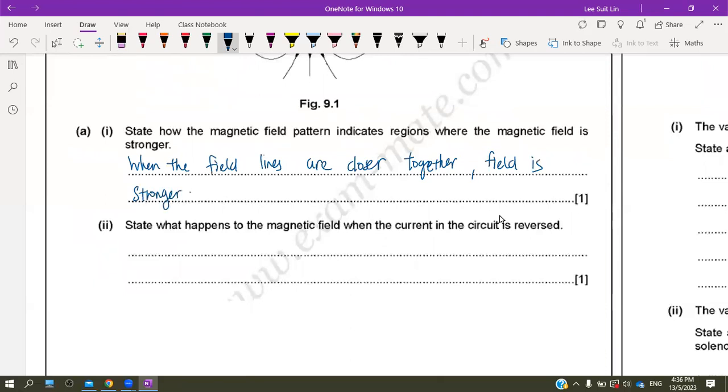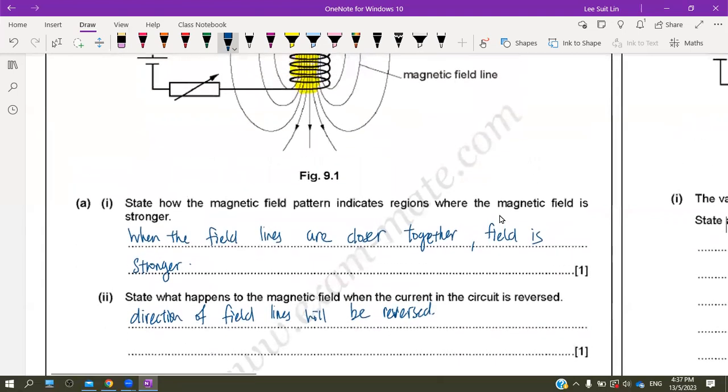Part 2. State what happens to the magnetic field when the current is reversed. Then this means that the direction of the field lines will also be reversed. You flip the current, you will flip the direction of the field. Because you use your Fleming's right-hand grip rule, change the direction of the thumb, change the direction of the magnetic field. Clockwise, counterclockwise.